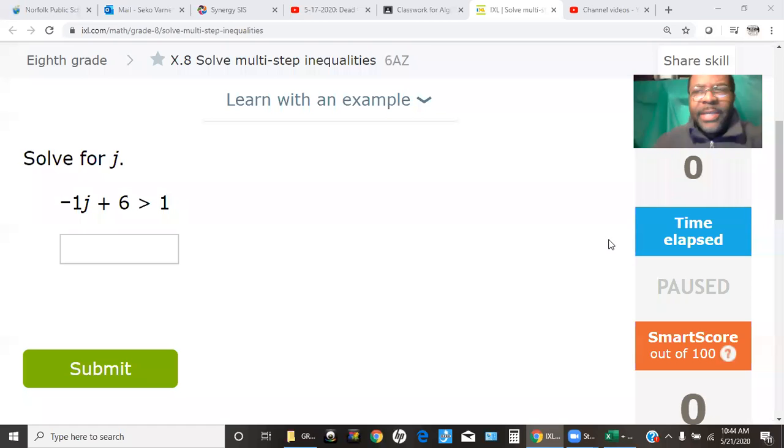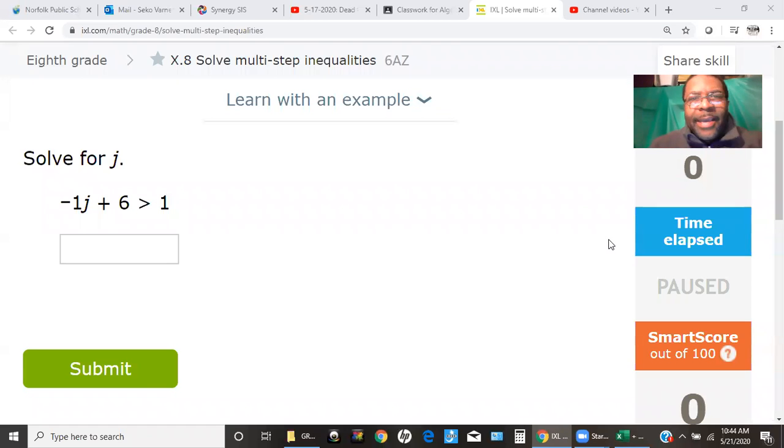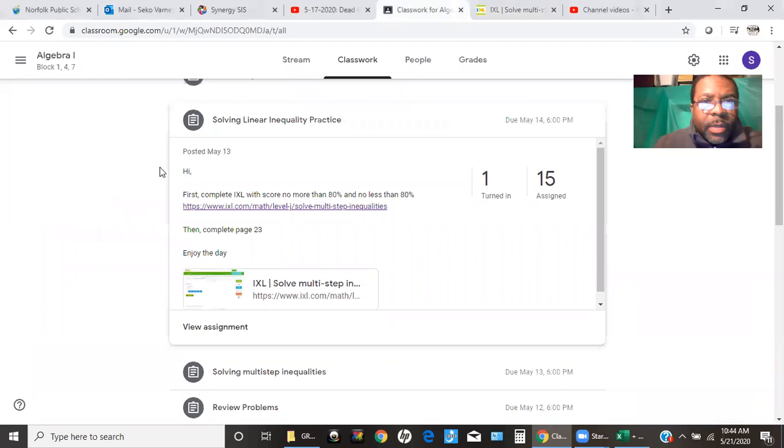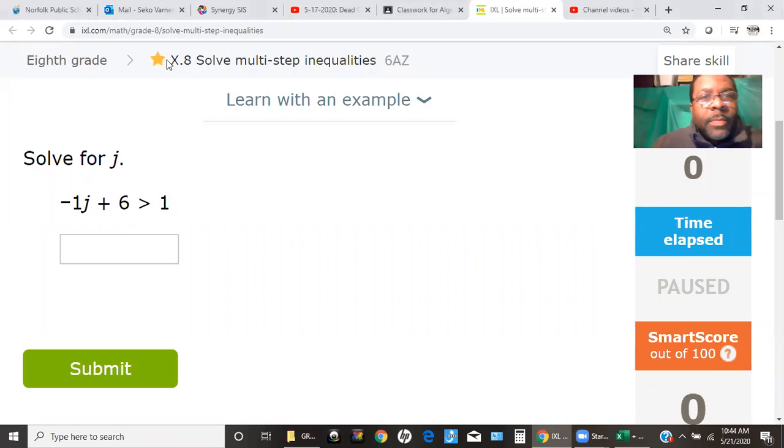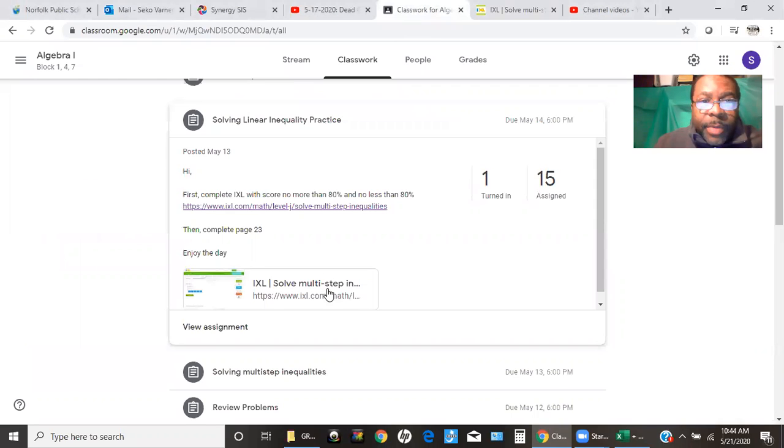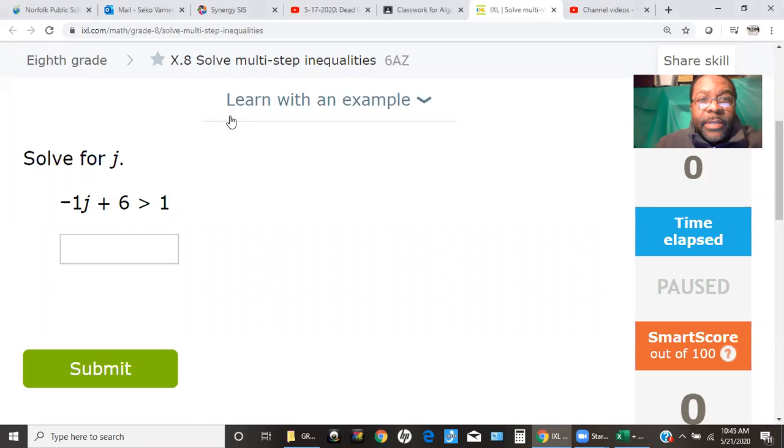All right, so now we're dealing with X.8, solve multi-step inequalities. Now, if you're looking at the solving linear inequality practice assignment, when you click that link, it's going to take you to X.8, solve multi-step inequalities. So it's the same terminology: solving linear inequality practice and solving multi-step inequalities. Different terms, same thing. All right.